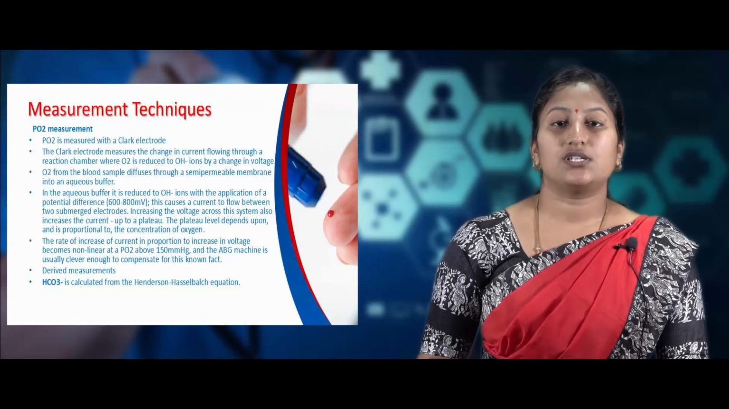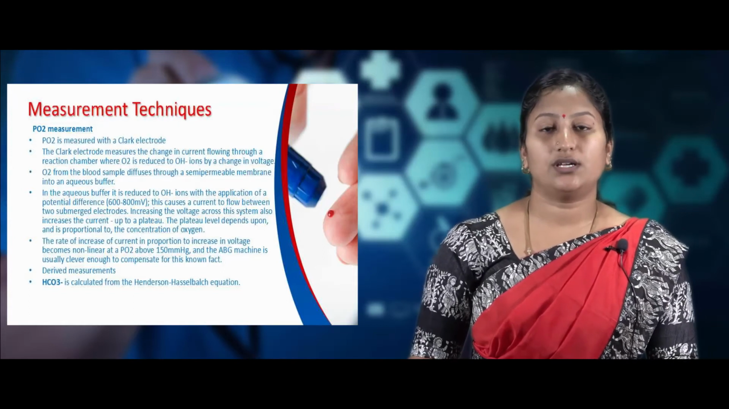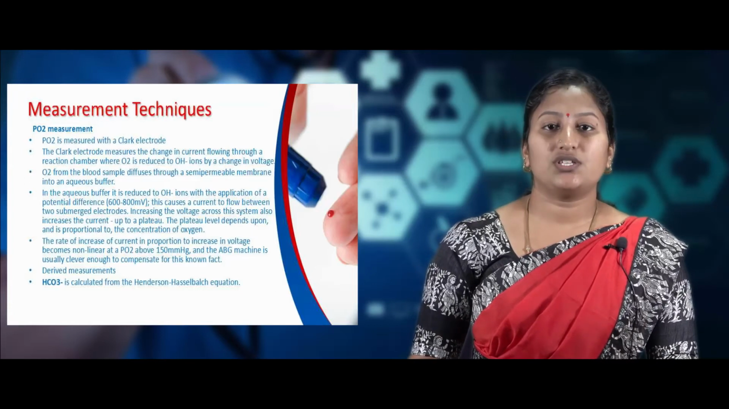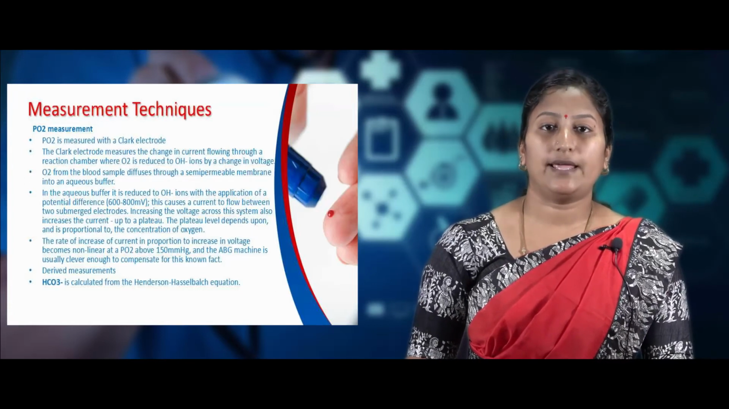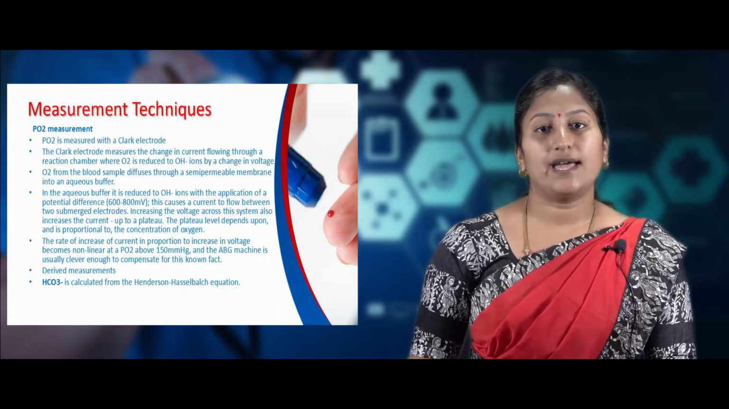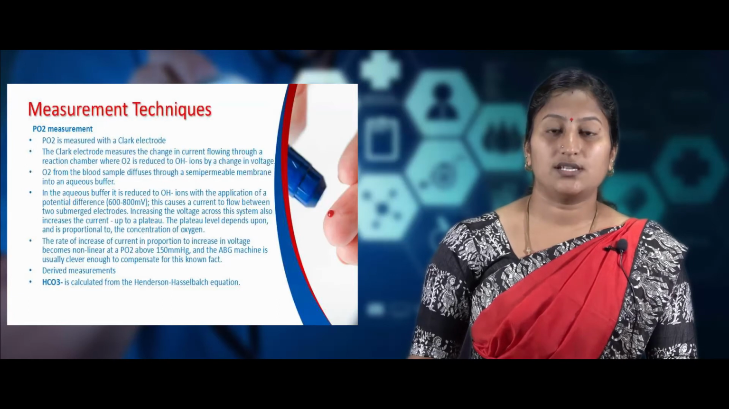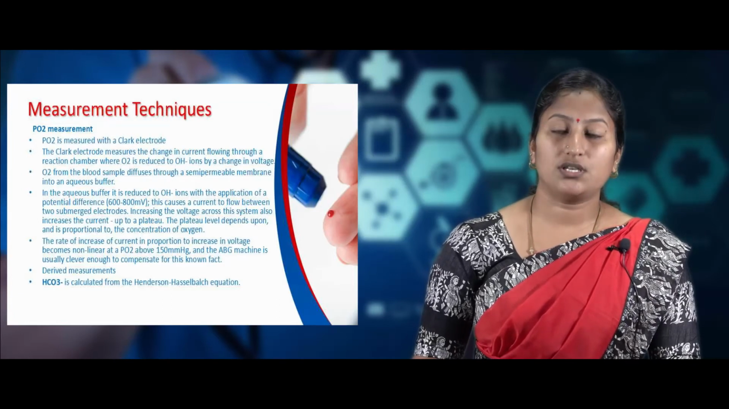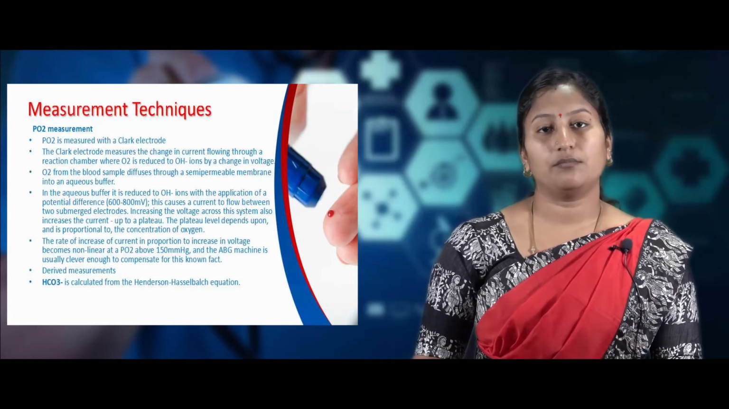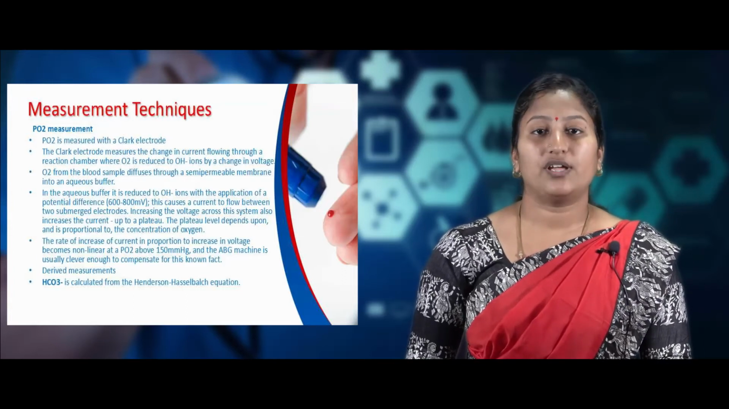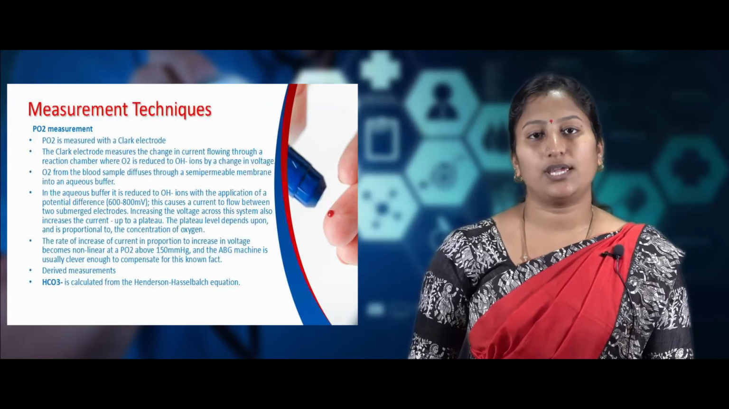This causes the change in current between the submerged electrodes. The change in voltage changes the current between the electrodes and is directly proportional to the concentration of oxygen. Thus, the partial pressure of oxygen, or PO2, is measured. HCO3 is measured with the help of the Henderson-Hasselbalch equation.